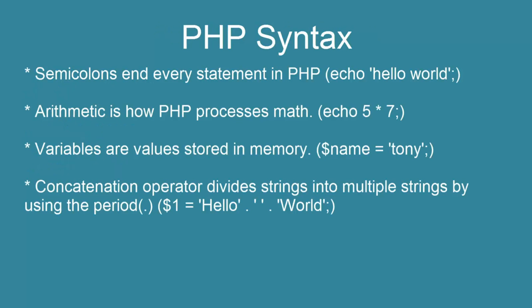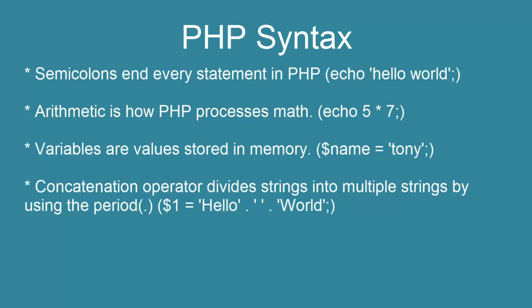Alright, so in this section we're going to go over basic PHP syntax. Semicolons are needed at the end of every statement in PHP. For example, if you typed the code echo hello world, that statement is going to need a semicolon at the end of that statement. Alright, so moving on, arithmetic is how PHP processes math. For example, echo 5 times 7, at the end of that statement again is going to need a semicolon.